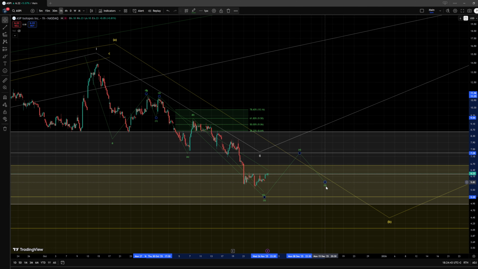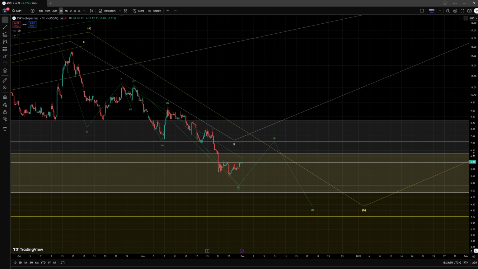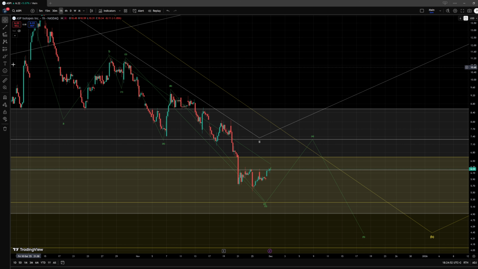Now, since we have pushed into the area of resistance and we have gotten rejected as expected, we can now remove it. It's not really useful anymore. And within this wave C to the downside, I am still actually looking for another low to be likely at this point.